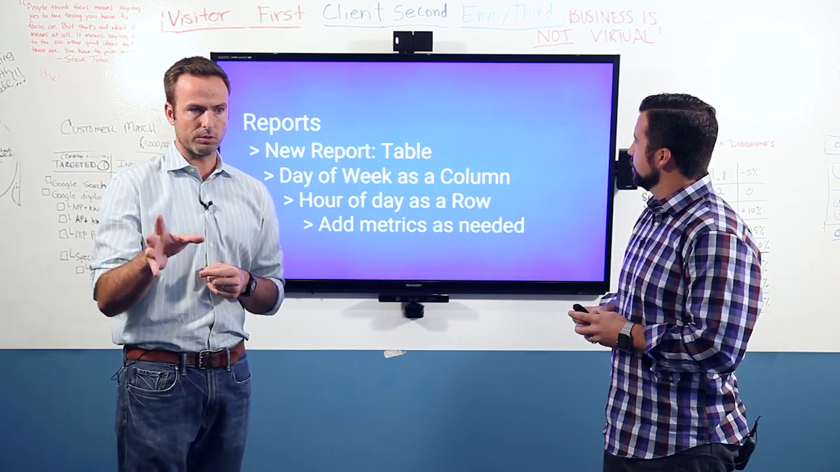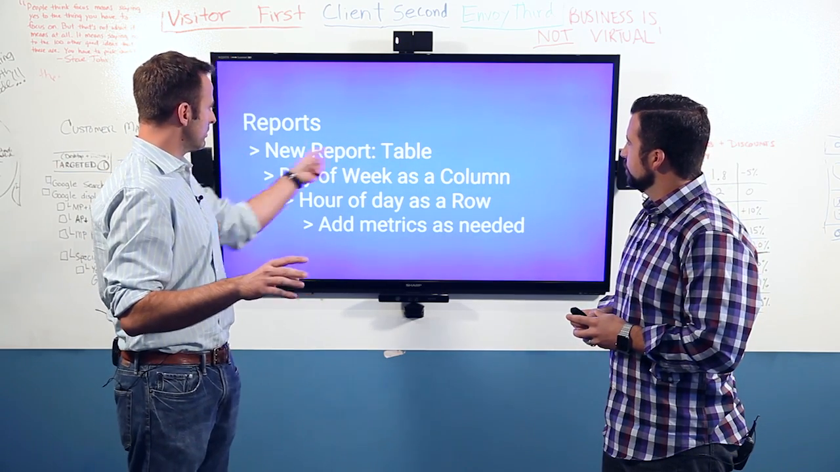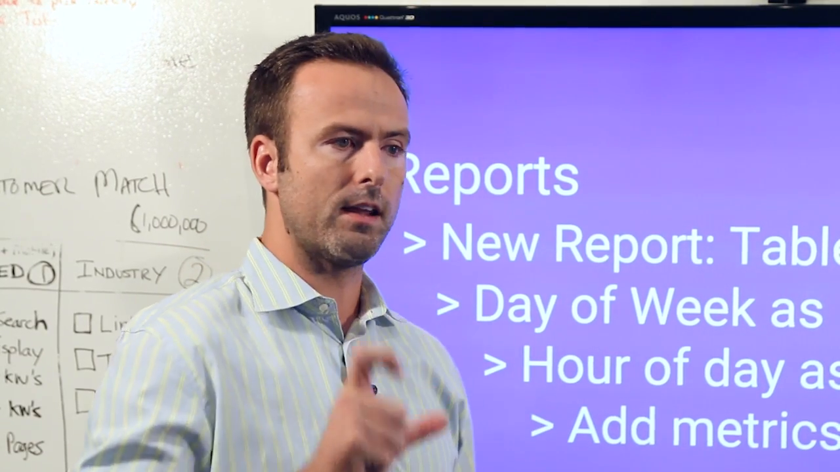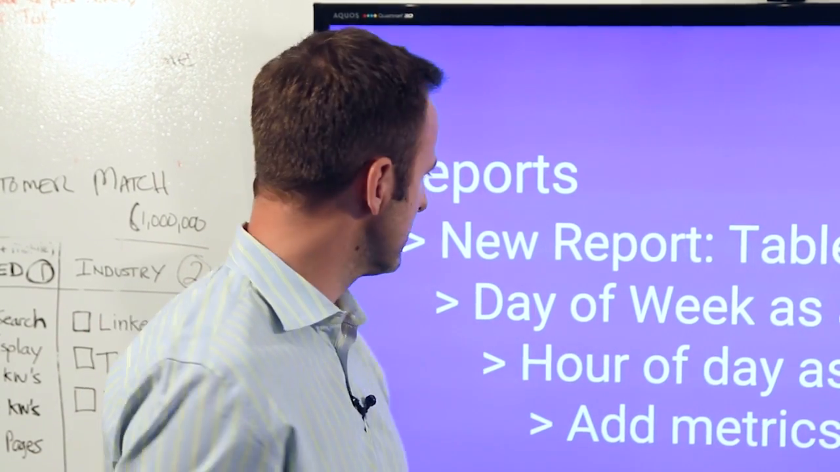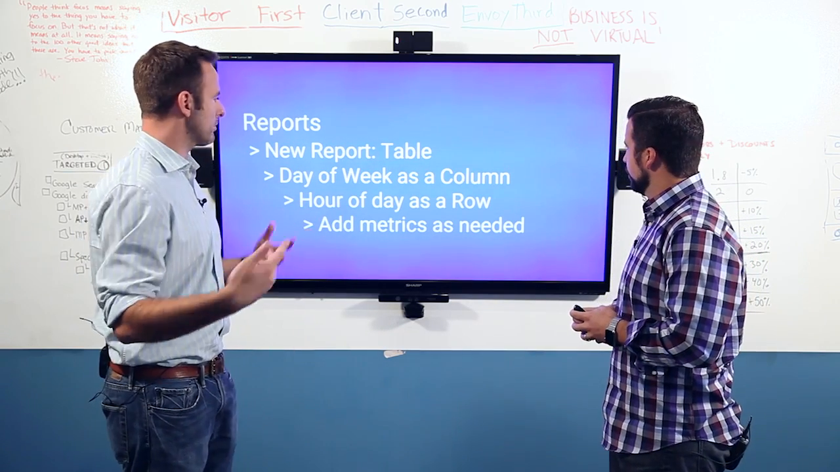So if you have conversions in AdWords, this will help you a lot. You click the Reports tab, you create a new table report, and then the first thing you do is you take day of week and add it as a column. It'll say rows or columns, drag it over there. Second thing you do is hour of the day as the first row, and then add whatever metrics you want.